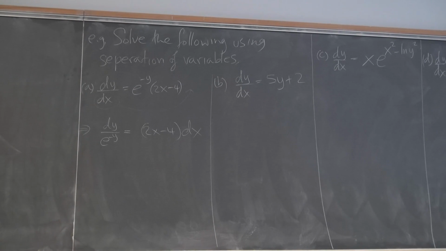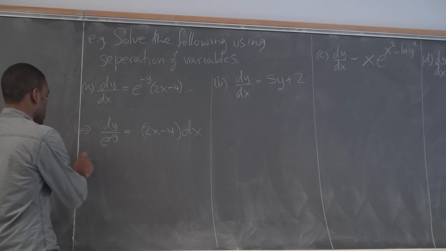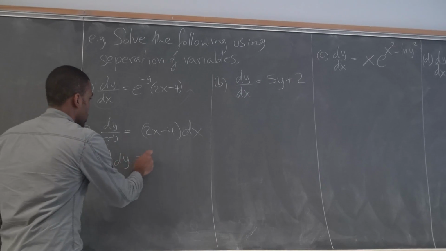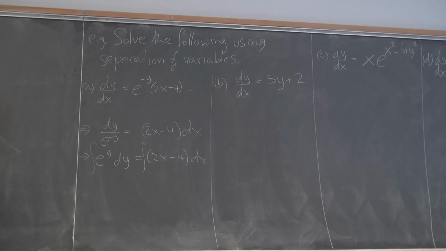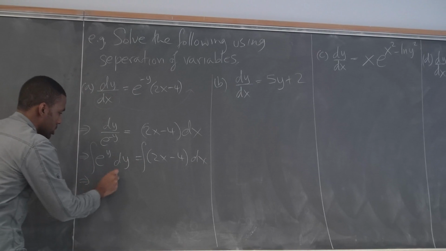And how would I integrate this? How would I deal with that 1 over e to the minus y? It's 1 over e to the negative y, so it's e to the y, right? You just flip it and make the power positive. So this is just e to the y dy equals 2x minus 4 dx. Integrate both sides. Integral of e to the y is just e to the y.